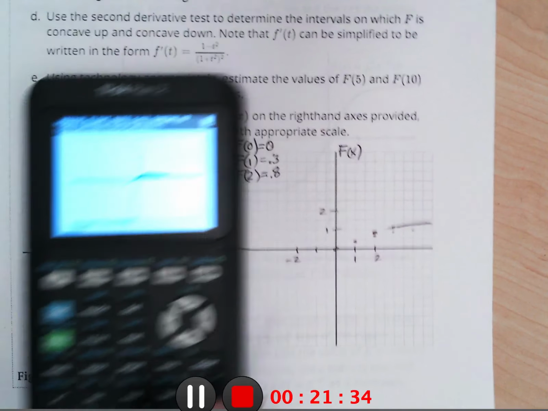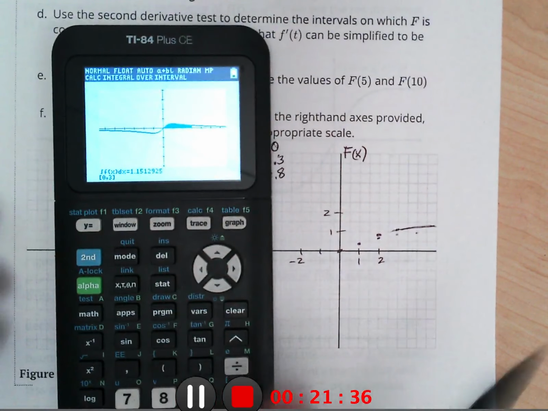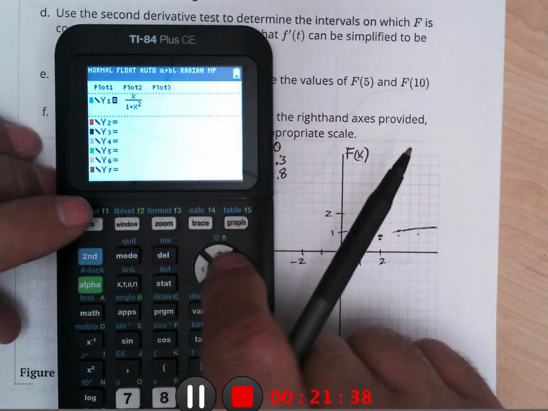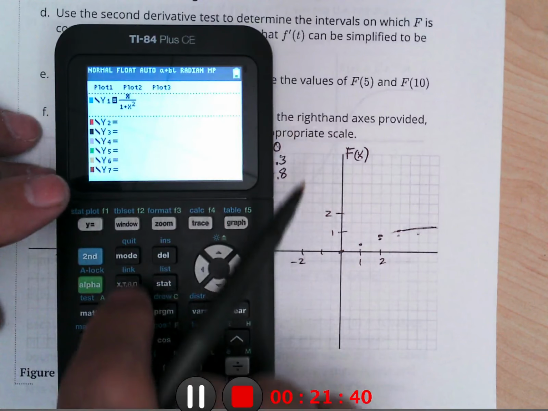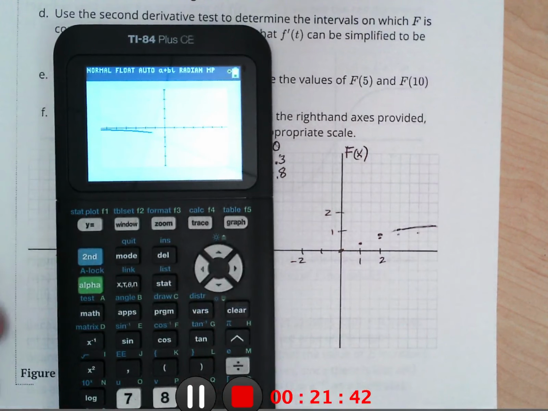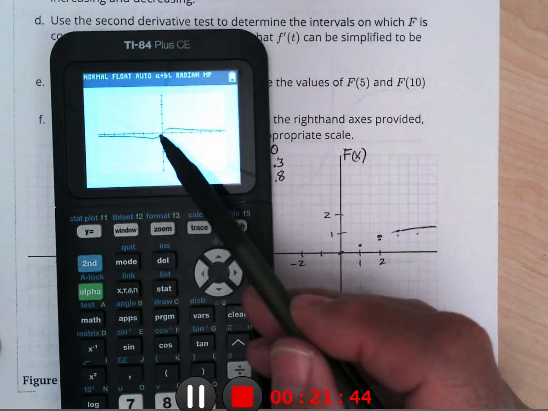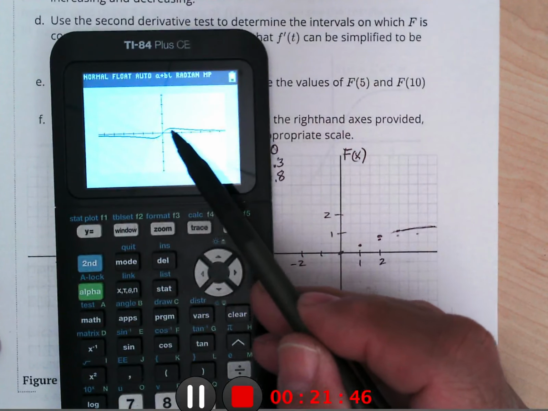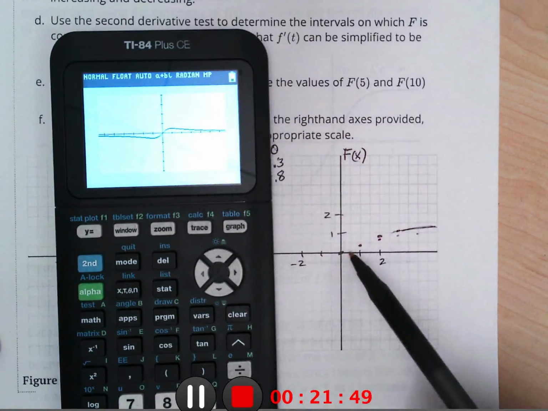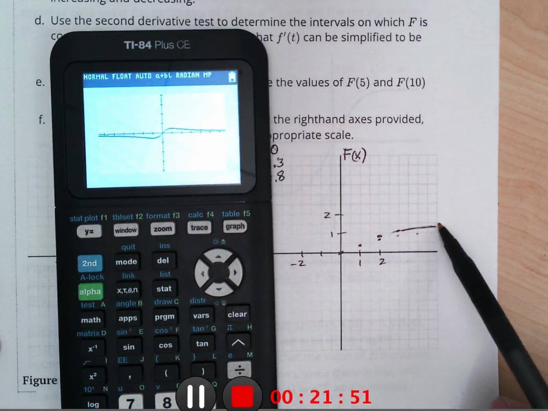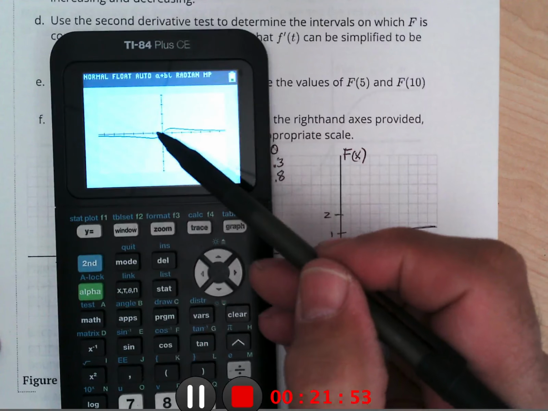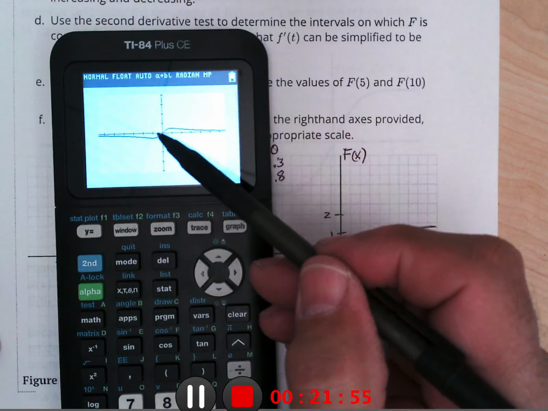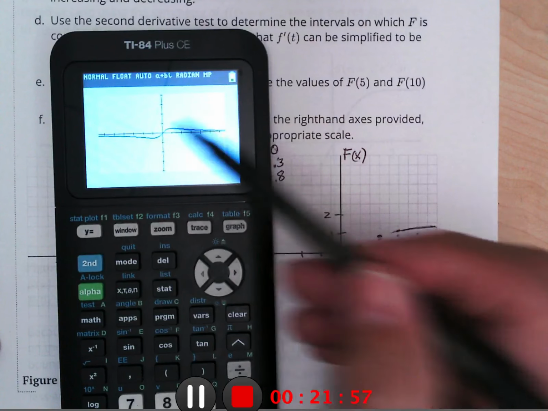Okay, now I'm going to retype the X so it regraphs and gets rid of that shading. So this is all positive area, so it means this graph is increasing. And this is a positive slope up till 1, so that means it's got to be concave up.